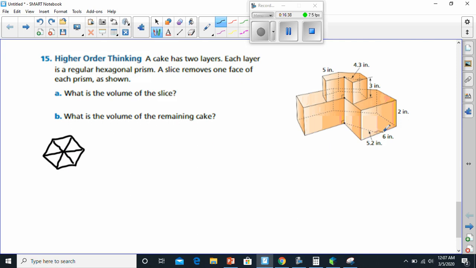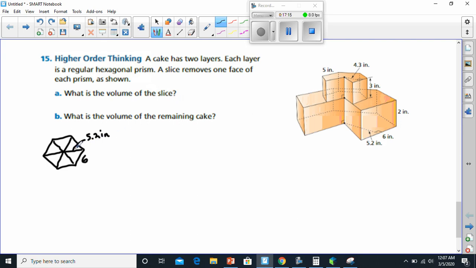As we see here, this bottom one, perpendicular to the side, is going to be 5.2. So each one of these is 5.2 inches. Now the base looks like it's going to be 6 inches. So this is 6 inches. And I think that's about all the information we need to find for the bottom one. It's asking, what is the volume of the slice first? So let's solve that one.